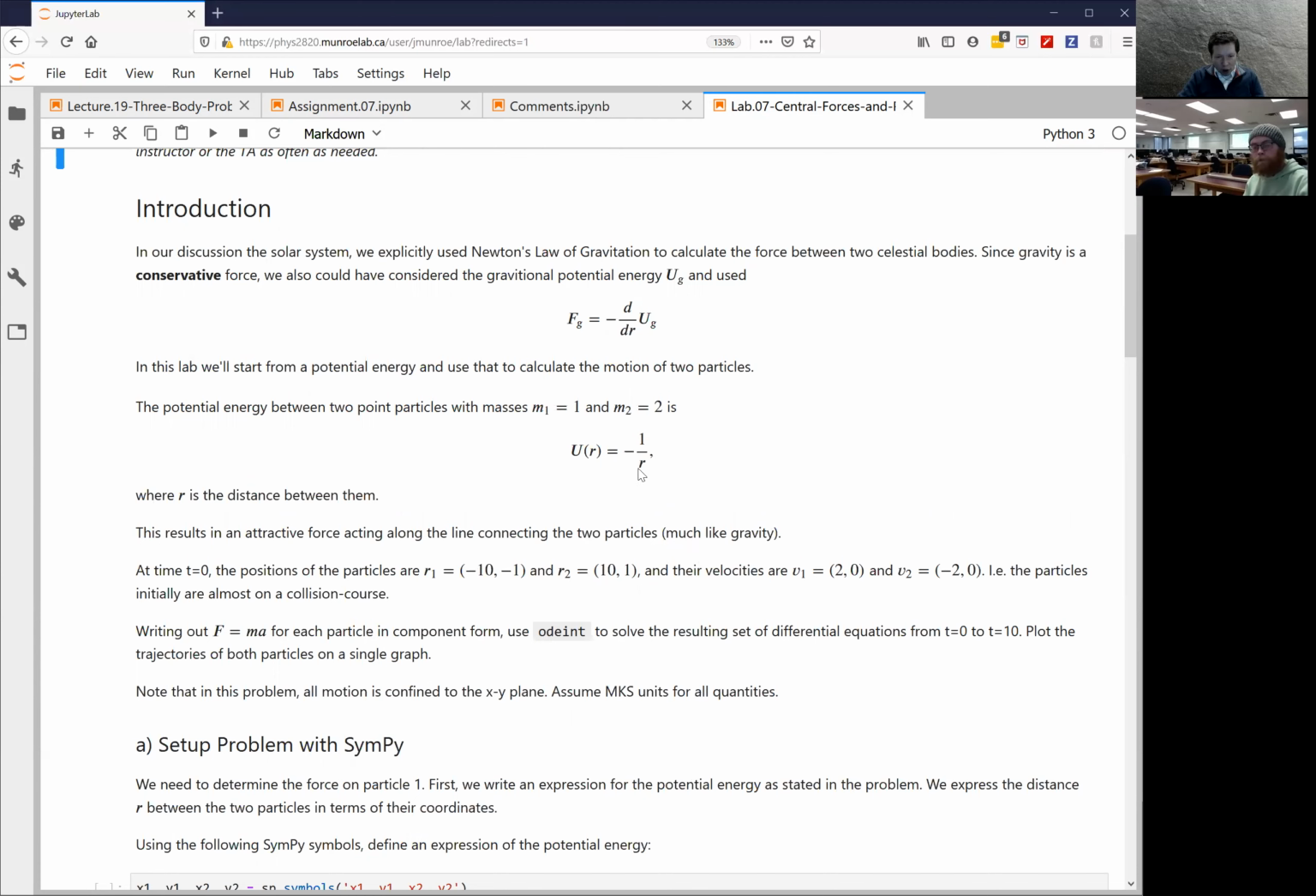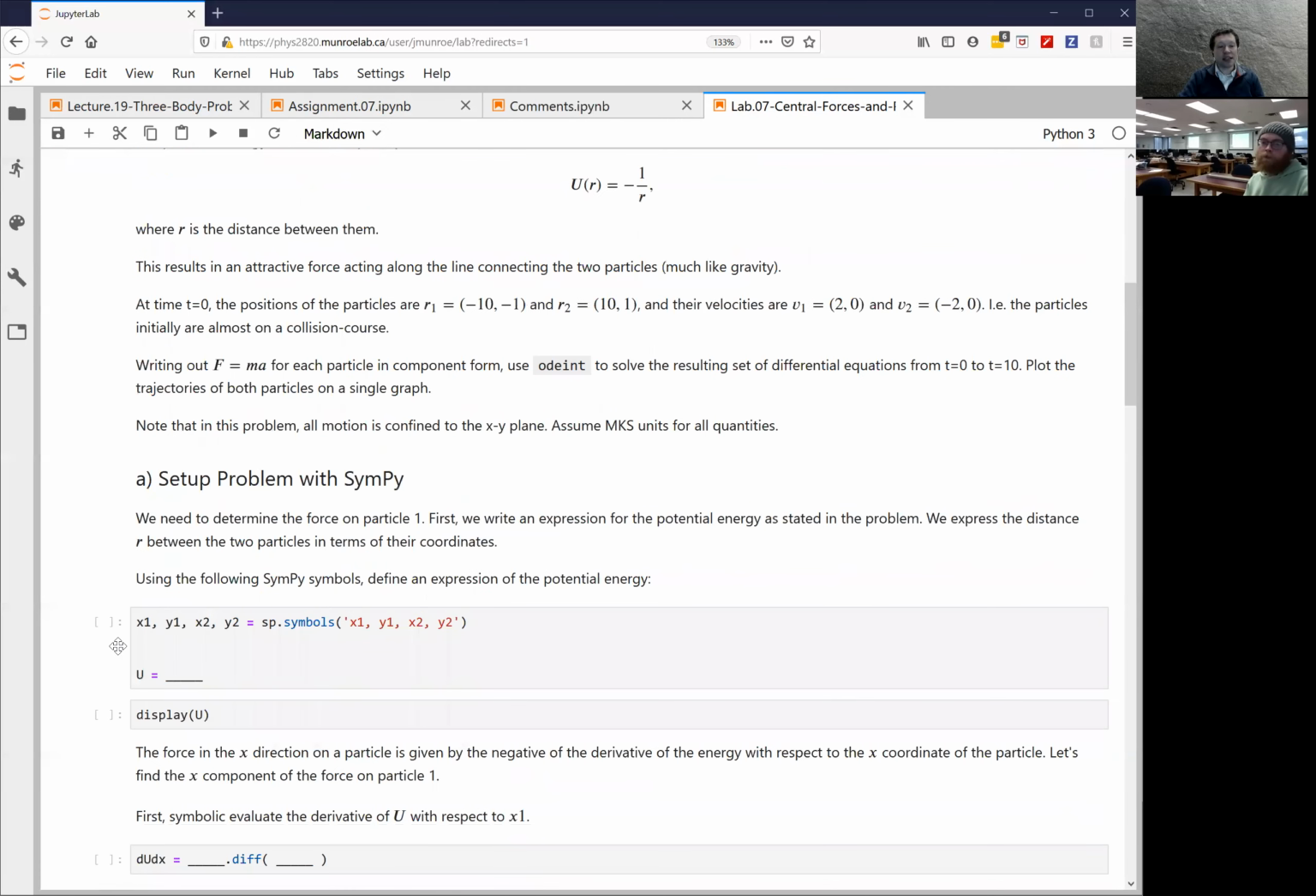Now, if r is the distance between 2 particles, and the particles are defined as being at coordinates x1, y1 and x2, y2, we want to be able to write down this potential in terms of those coordinates. So this is something with SymPy, which we've tried to do a little bit more. So here's a bit more of it. The idea is you can use SymPy to calculate this expression.